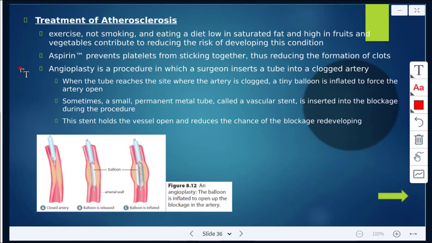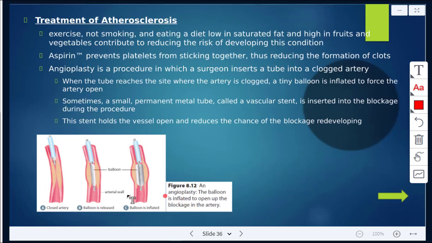Angioplasty is a procedure where a surgeon inserts a tube into the clogged artery, shown here. And then when the tube reaches the site where the artery is clogged, a tiny balloon is inflated to force the artery open. And then sometimes a small permanent metal tube, called a stent, is inserted into the blockage during the procedure. And that stent will hold the vessel open, and it reduces the chance of the blockage redeveloping.